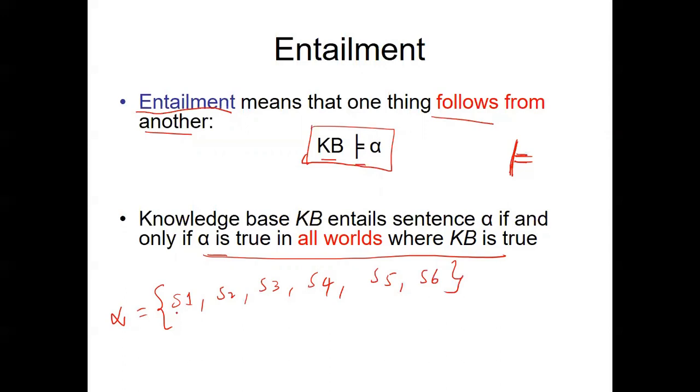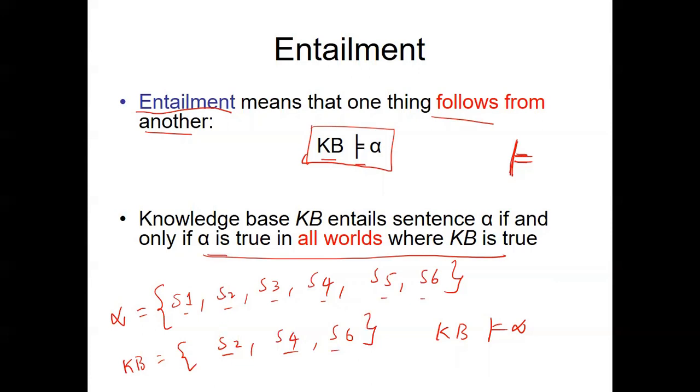Let us assume all these statements are true. S1, S2, S3, S4, S5, S6 are true. Now KB, assume KB contains some sentences here: S2, S4, and S6. So now we can say that KB entails alpha. KB contains only these sentences: S2, S4, S6, and all these sentences are true in KB also. So then we can say that KB entails alpha.